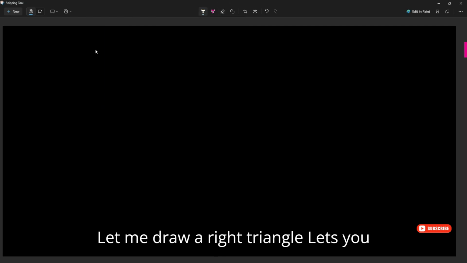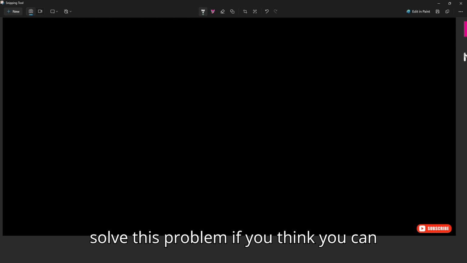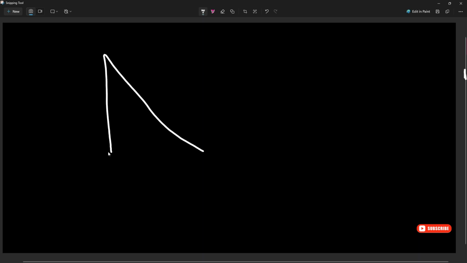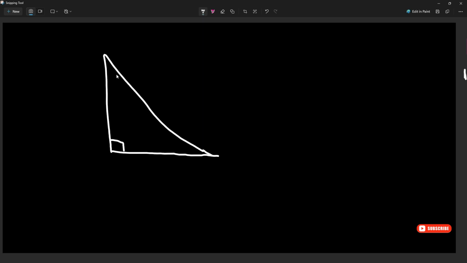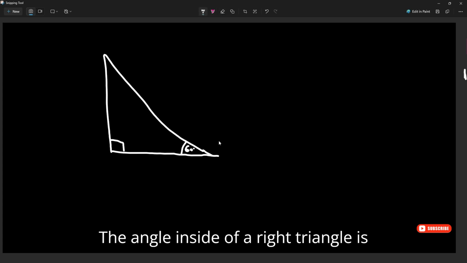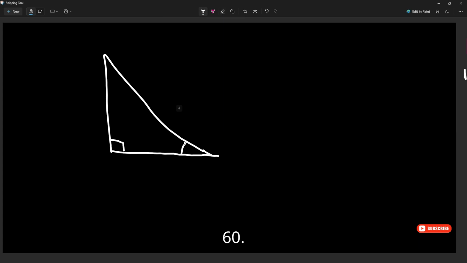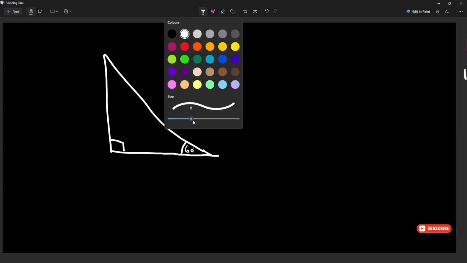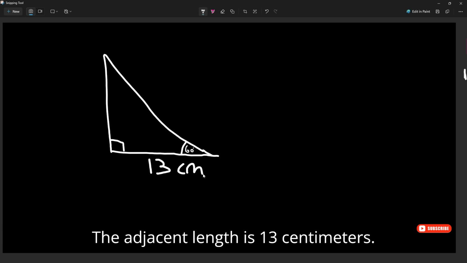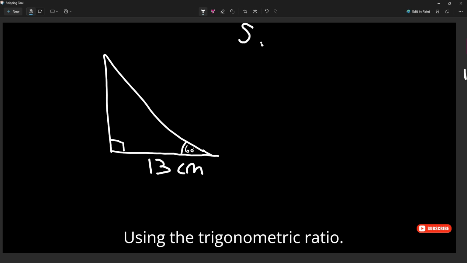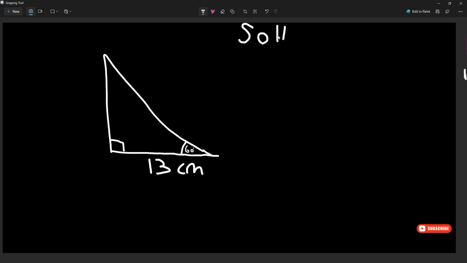Let me draw a right triangle. Solve this problem if you think you can. It's best if you try to solve this. That's how learning works. The angle inside the right triangle is 60 degrees. The adjacent length is 13 centimeters, using the trigonometric ratio.